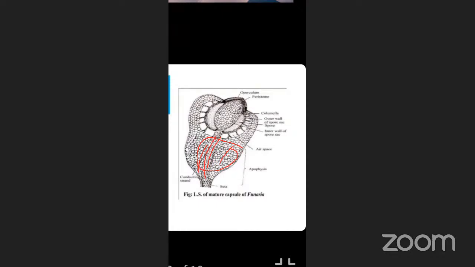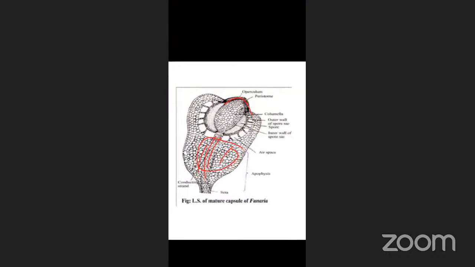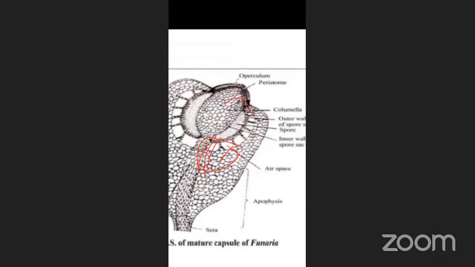So in this operculum they have the peristome teeth present. See here, this one is the operculum opening area. This one is also derived from the amphithecium only. So in this operculum, peristome teeth are present, and these peristome teeth are involved in spore dispersal. Around 16 to 34 peristome teeth are present in Funaria.